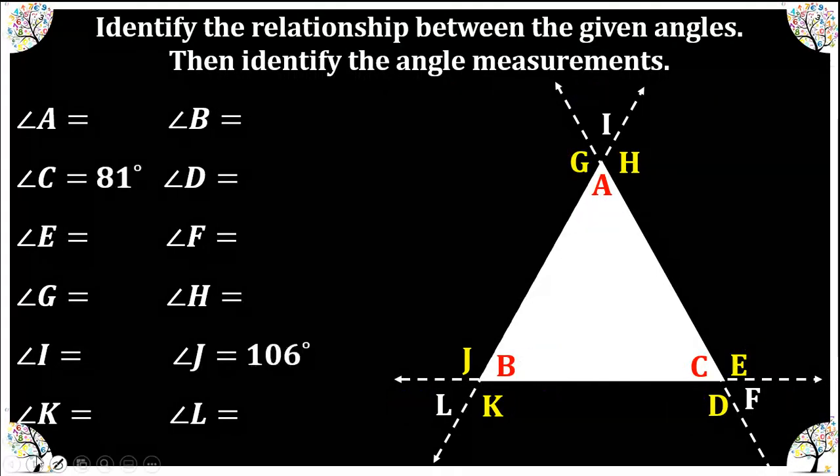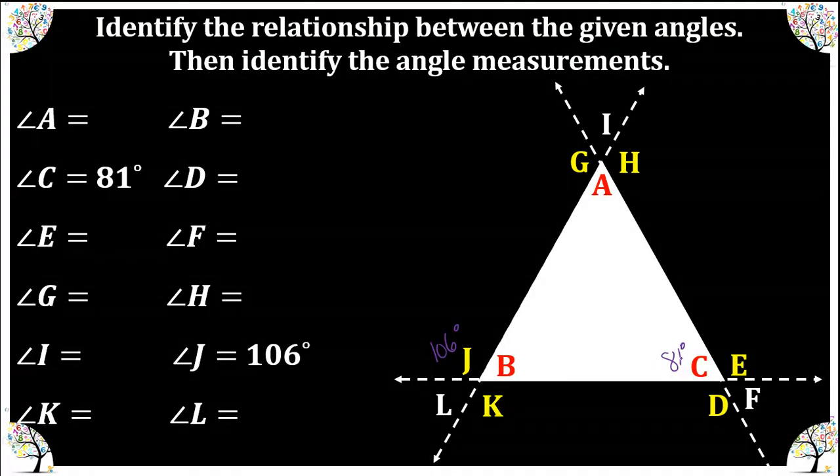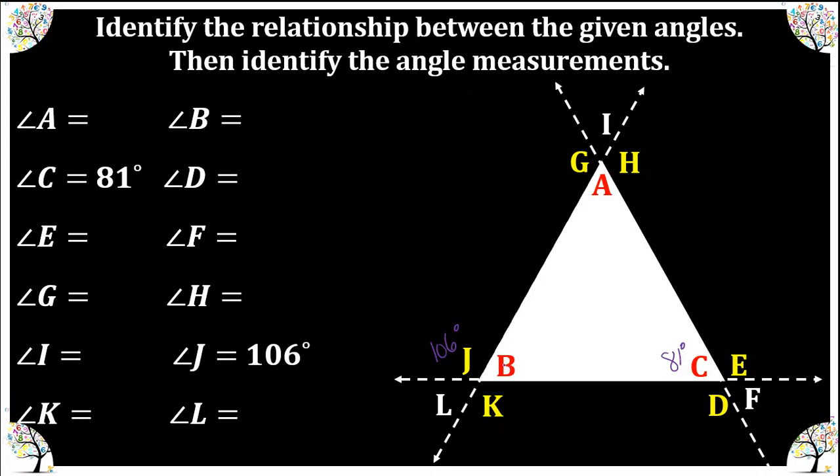Okay, let's take a look at one more example. They tell us that C is 81 degrees and that J is 106. So this time I only have one interior angle measurement, but I could easily get B because I know that angle J and angle B are supplementary. So we can simply subtract, and we're going to get 74 degrees.